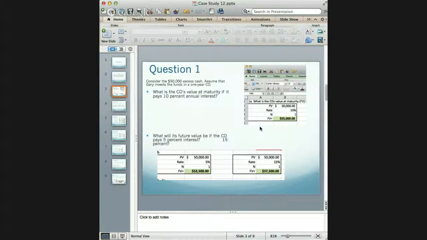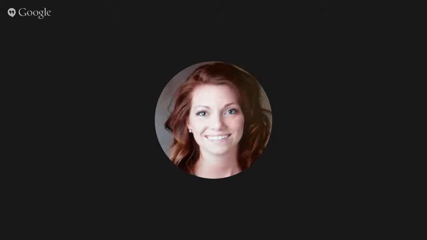at maturity. And for the second part of the question, what will its future value be if the CD pays 5% interest or 15% interest? So just so you can see, these are the right answers, but Excel is a wonderful program because you don't have to repeat your work over and over again. So let's see if I can share another screen.